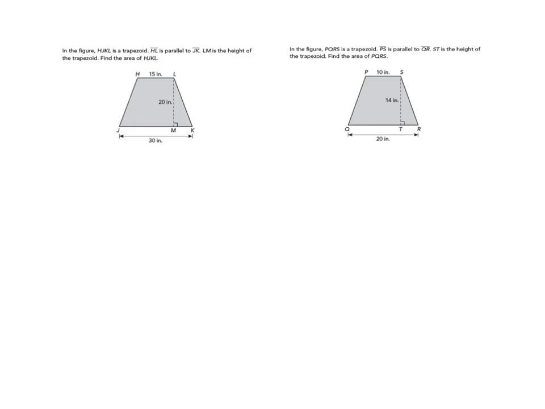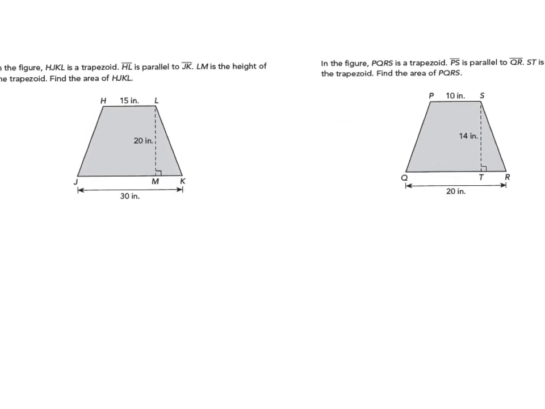The area of a trapezoid can be a little trickier than the other ones because it's got a lot more parts to its formula. So the area of a trapezoid is: area is equal to 1/2 times its height between the two bases times the sum of the two bases.